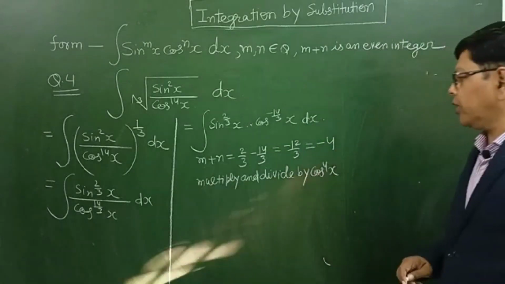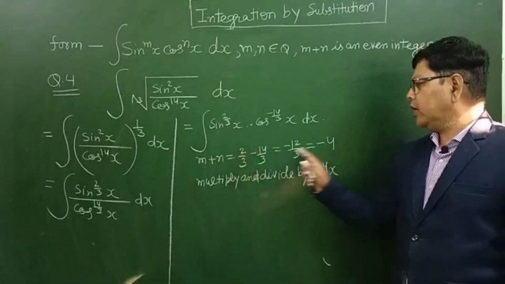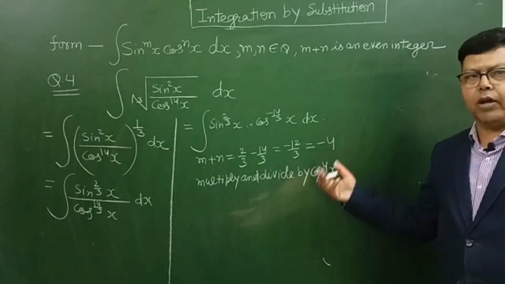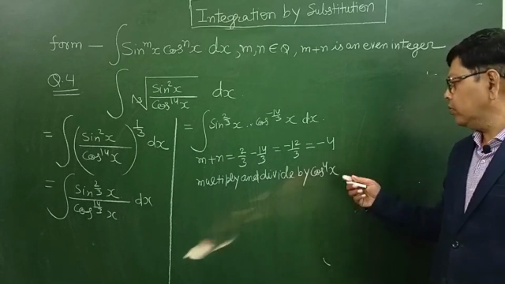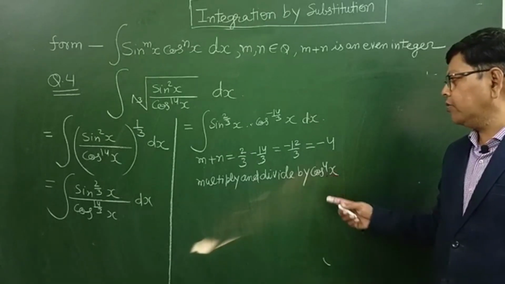So we multiply and divide by the opposite sign of m plus n. That is, m plus n is minus 4 here. So we multiply by plus 4, cos raised to the power 4x. So multiply by cos 4x and divide by cos 4x.